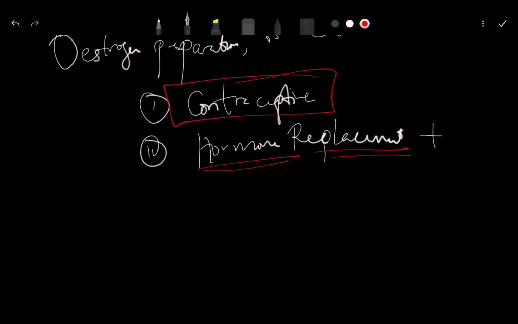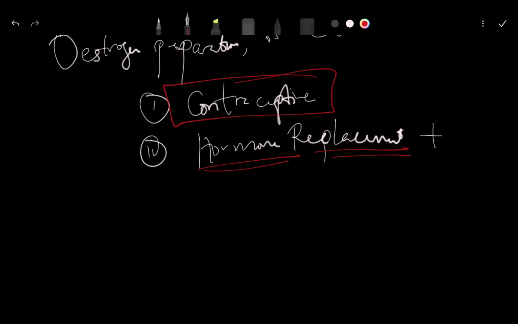Now, hormone replacement therapy does not necessarily mean it is limited to just menopausal women. No, it could also be for somebody having primary hypogonadism. So for a patient experiencing primary hypogonadism, we can replace estrogen so that their secondary sexual characteristics can be developed.